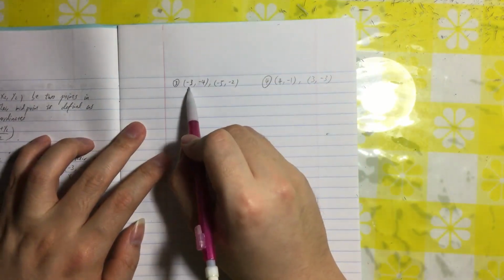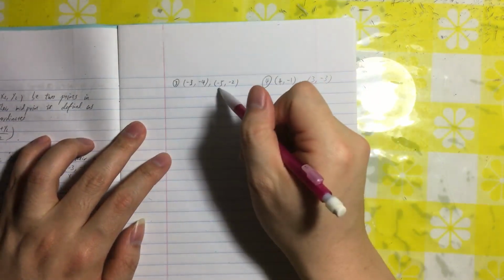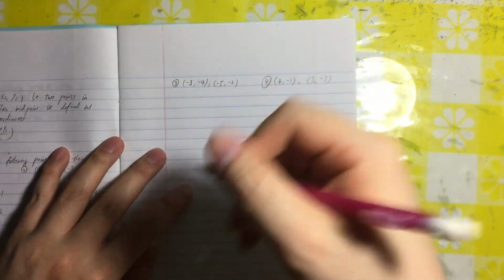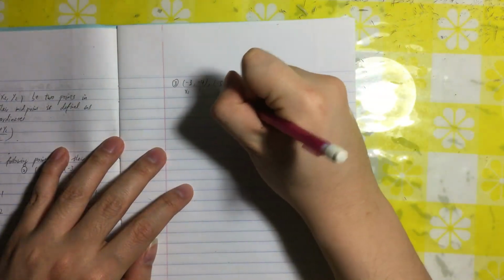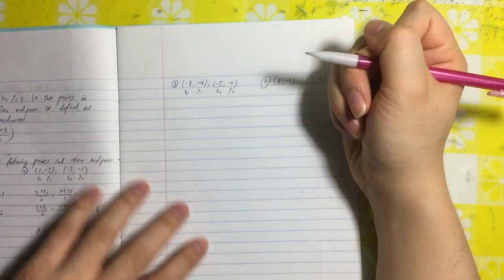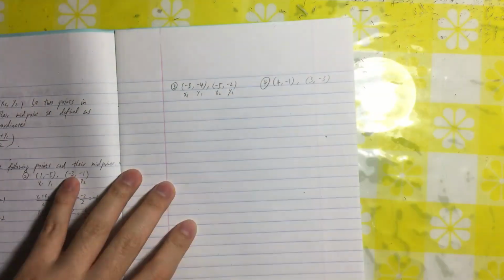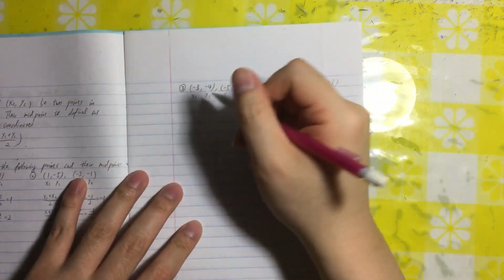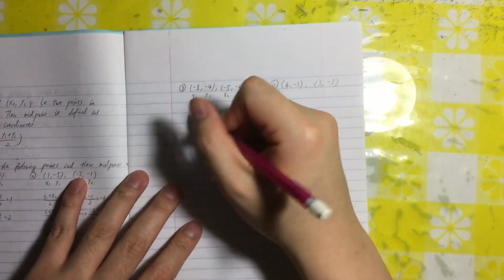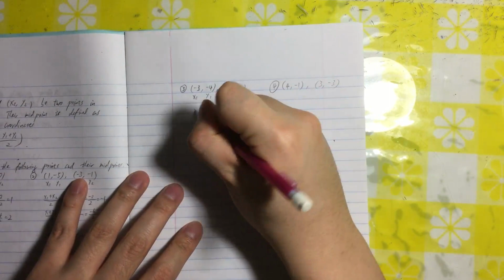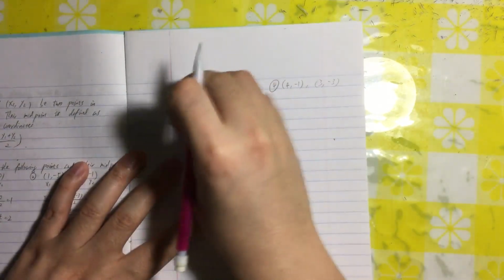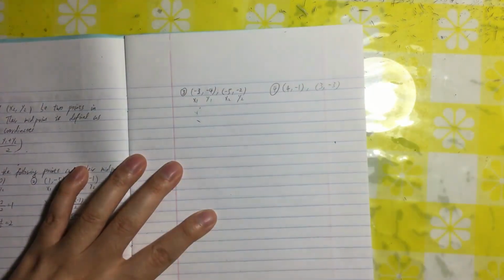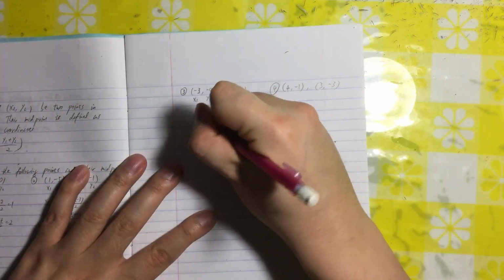Next example. First point is (-3, -4). Second point is (-5, -2). In general, we call the first point (x1, y1) and the second point (x2, y2). First of all, we find the midpoint. We find the average of the x and y coordinates. For the midpoint, we find an average for the x coordinates and the y coordinates.